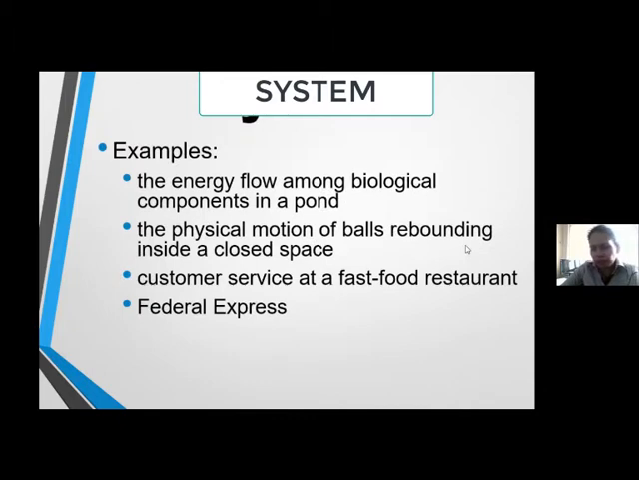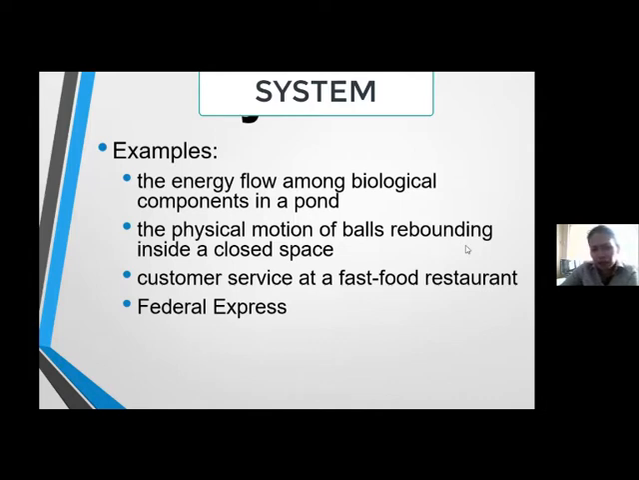Okay, these are the examples. The system can include the energy flow when we relate it to biological components in a pan. Another one is the physical motion of balls rebounding inside a closed space, for example, if you know how to play ping pong, lawn tennis, or badminton. That is an example of physical motion of balls rebounding inside a closed space.